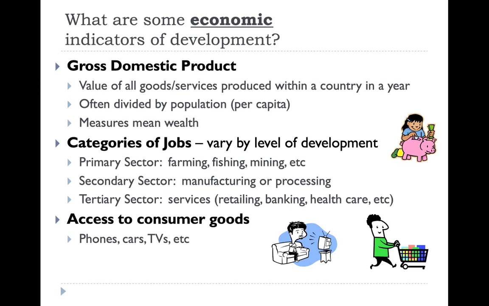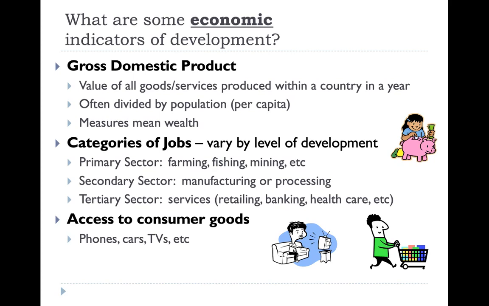Categories of jobs also vary by development. So when we look at jobs, we classify jobs into 3 main sectors: primary, secondary, and tertiary. Primary sector jobs are jobs that involve obtaining some sort of resource from the earth. So farming, fishing, or mining are all examples. When I think of primary sector jobs, I think of things that you physically do with your hands in which you gain things from the earth's surface.